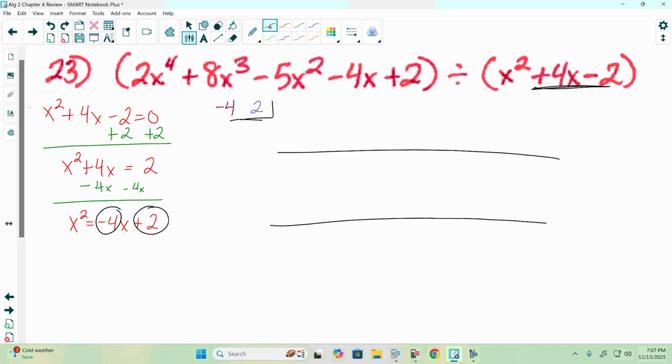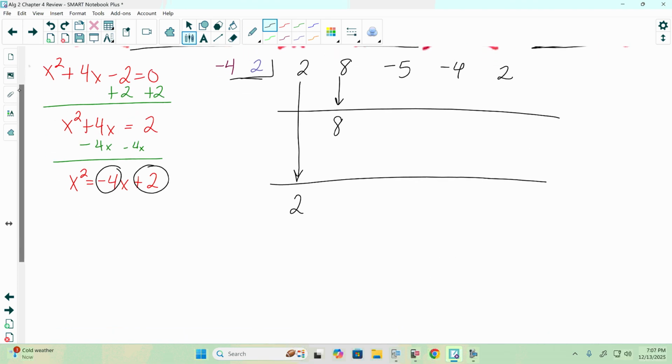Now we're going to take the numbers calling our coefficients of what's being divided. So 2 for x to the fourth, 8 for x to the third, negative 5 for x squared, negative 4 for x, and 2. We bring the first number all the way down. We bring the second number down 1. And we're going to start this product. Now we multiply the negative 4 terms. The values we multiply are going to be put above the second line. The second number is going to go above the first line. And it's all going to be multiplied by the bottom number.